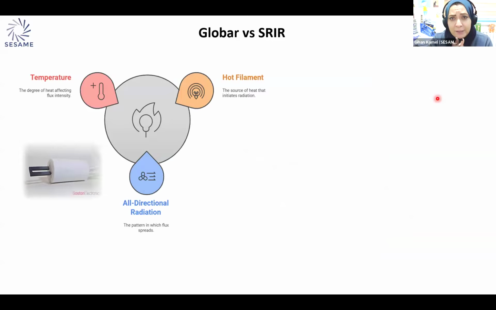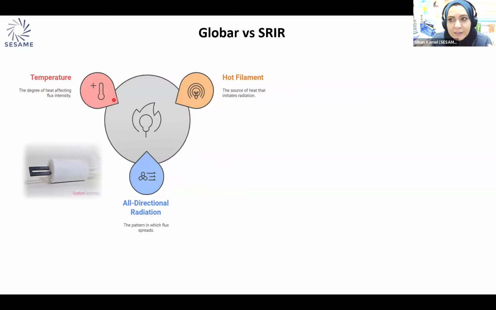If you want to see the comparison quickly again between the Globar and SRIR, what you see here is the Globar source, so it's just a thermal source. And this source is emitted in all directions, so it's omnidirectional radiation. It's not focused, it's not collimated. And here it's just a hot filament that when it's heated to a certain temperature, which I think with the Globar is like 1500 degrees, then it emits the infrared radiation.